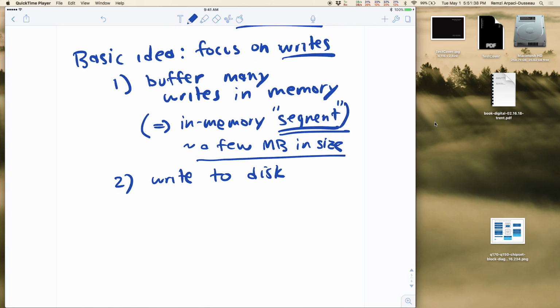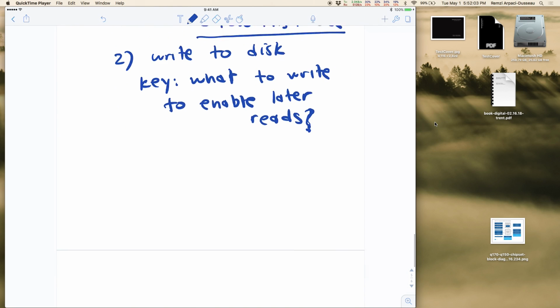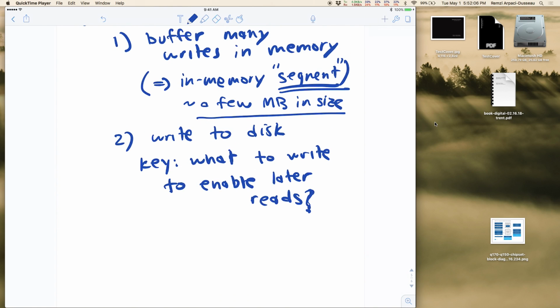And then, of course, the key question is, what do you have to write? Sorry, let me write that a little bit differently. What to write in order to enable later reads. And then we're going to see what other problems we introduce as well. Okay, so let's start thinking about writing. Writing a file out.